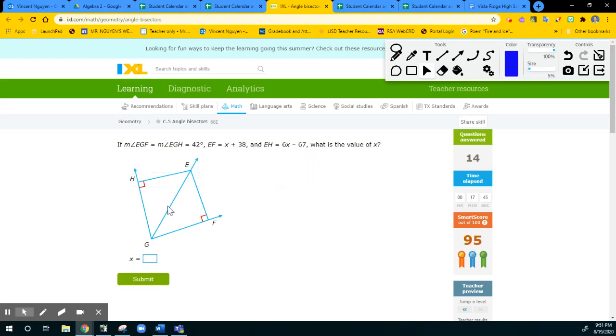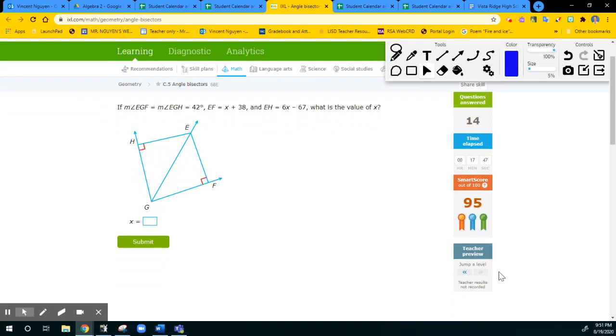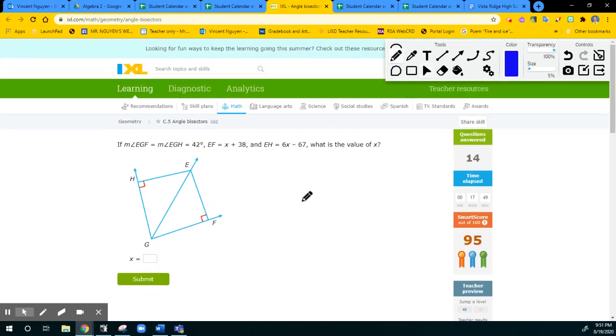Okay, let's see here. We can't skip anymore, so I'm going to do this one. This is going to be my last problem. Here they're telling you the two angles are equal and it's 42 degrees. So each of them is 42. And EF, this segment, is x plus 38.